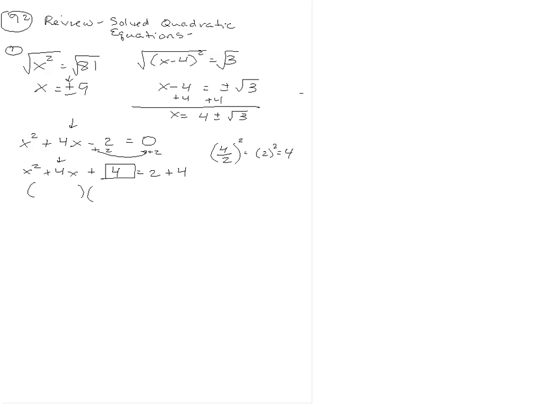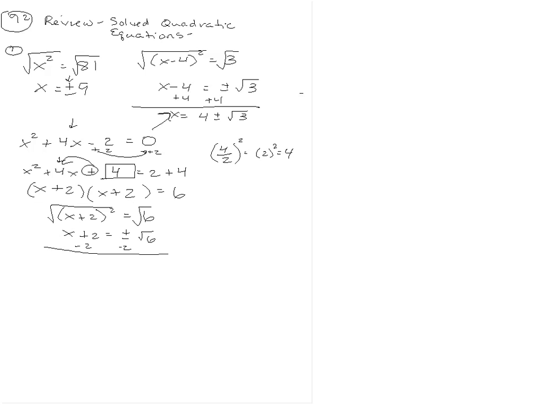Now, this will end up factoring. Multiples of 4 that add up to 4 are 2 and 2, and they get a positive 4. They're both positive. And the whole reason is, though, they're going to be the same, so you can rewrite it like this. Now you can take the square root of both sides, and then you're just like this problem up here. Move the 2 over, and you get x equals negative 2 plus or minus the square root of 6. Okay? That's what we've learned so far.